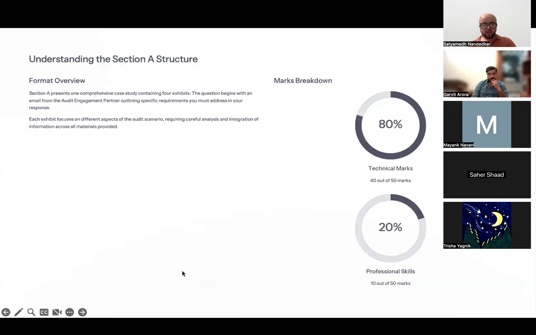ठीक है. तो इसमें there are 40 technical marks, so 80% are technical marks, and then there are 20% professional skill marks. So it starts with one comprehensive case study containing 4 exhibits. The question has an email from the audit engagement partner, and it outlines the specific requirements that the audit engagement partner wants you to address.